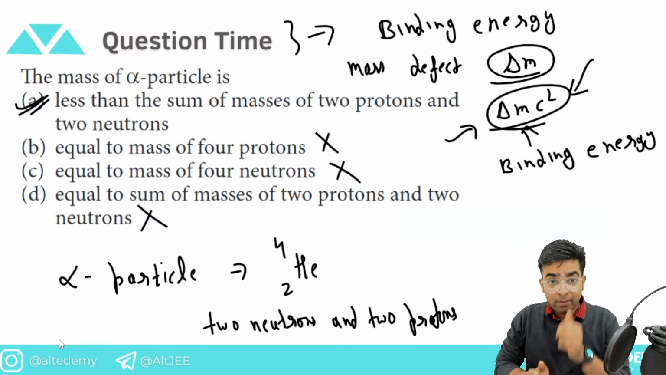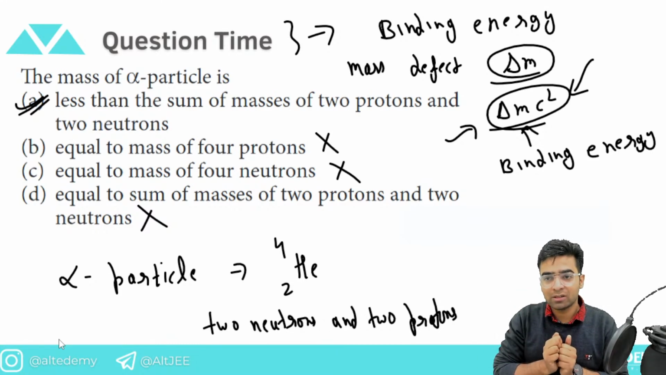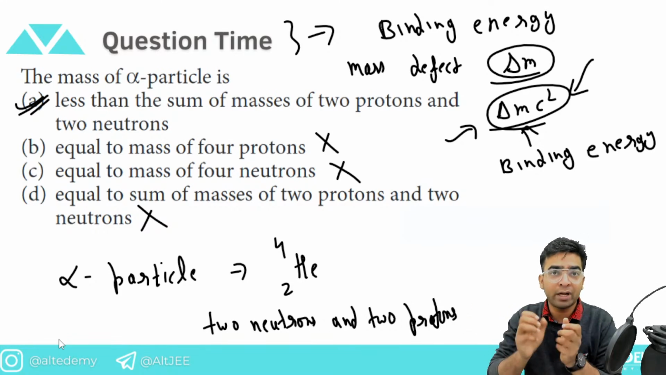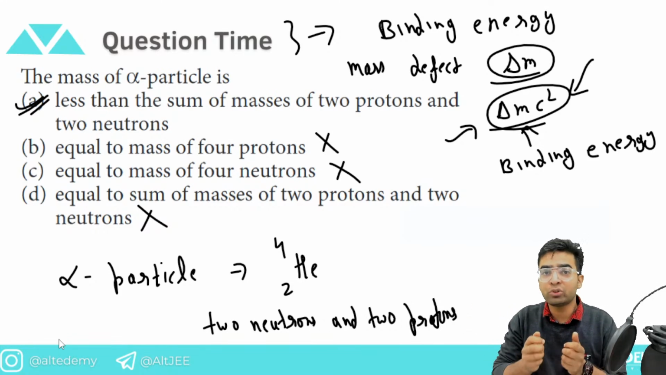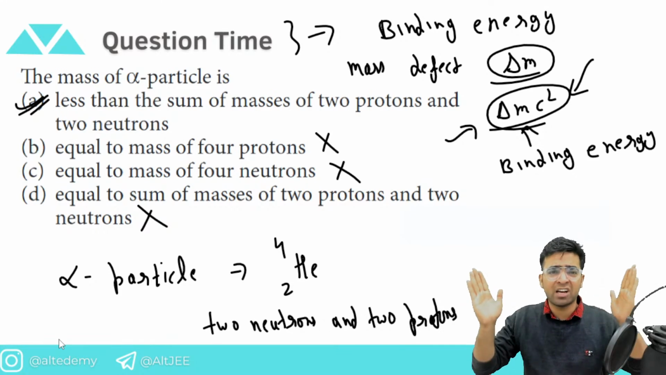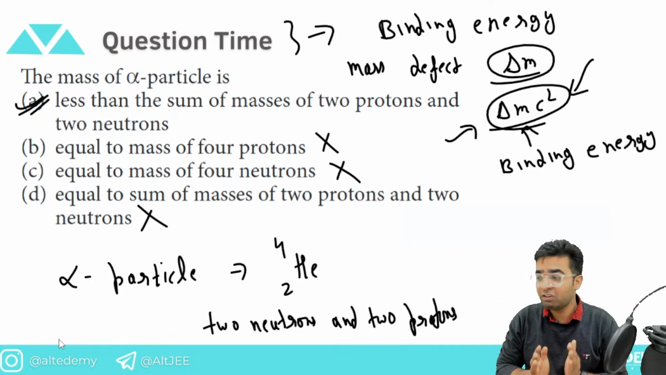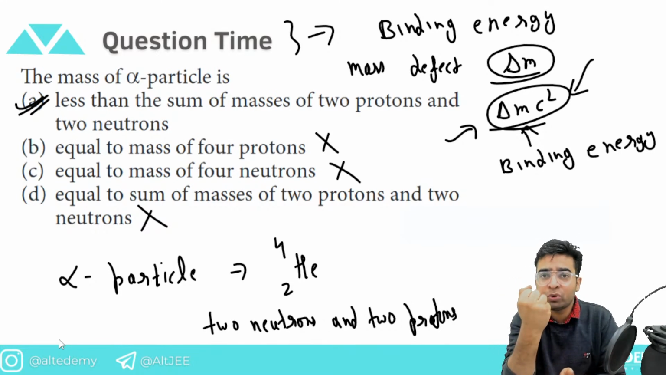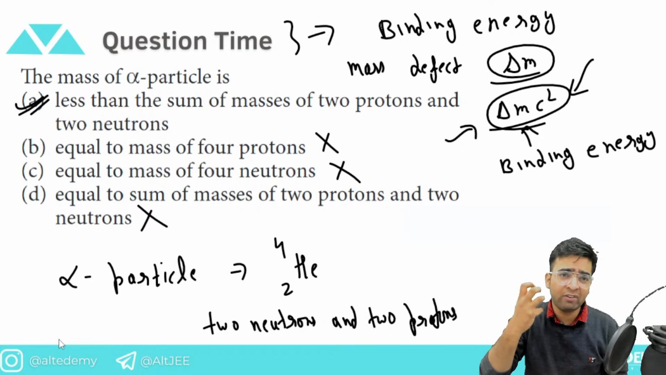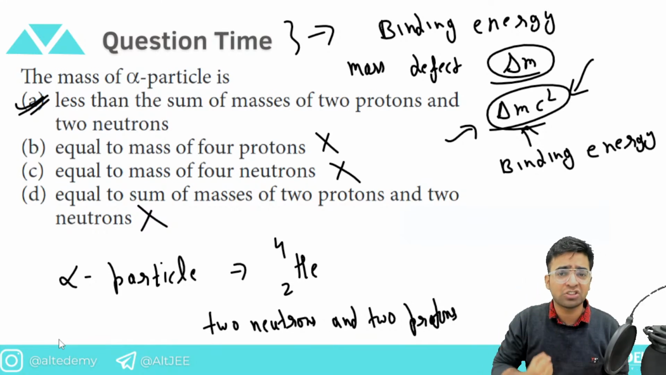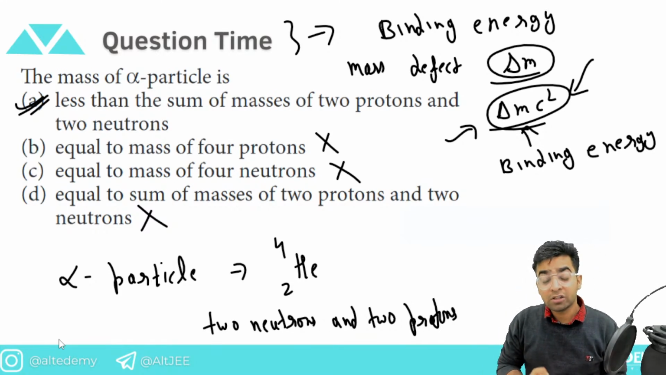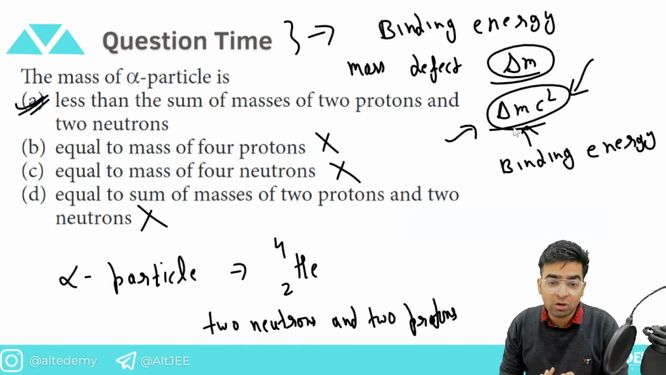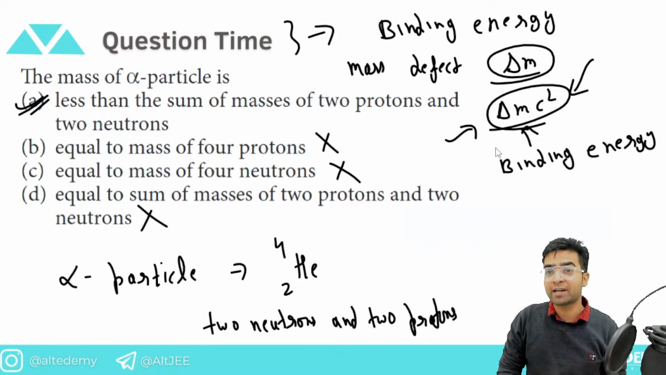In your home, bring two magnets and try to join them together. You will see there is a very high repulsion. To hold them together, you have to apply a lot of energy. Where does that energy come from? At the atomic level, that energy comes from the binding energy, from the mass defect. We will study it.